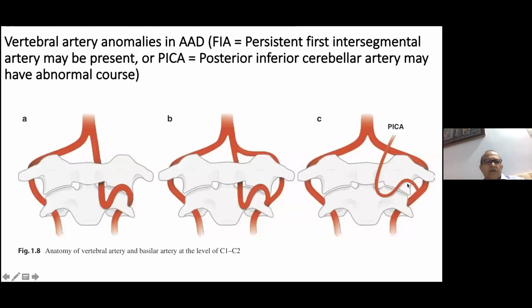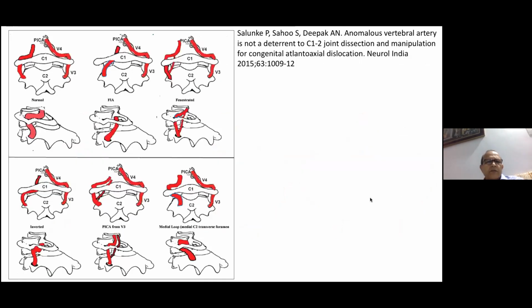Then there are other vertebral artery anomalies like persistent first intersegmental artery, which may be there and may be coming anterior to the facet joint, or the PICA may be arising from the neck and coming in front of it. So you can injure those vessels if you are not careful beforehand and if you do not know what the situation is. There are various other anomalies also. Lot of anomalies are there. Fenestrated vertebral artery may be there.